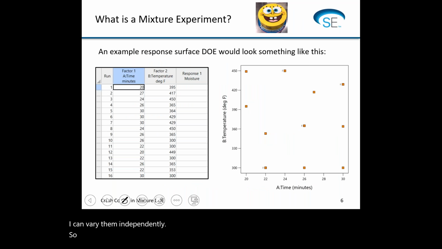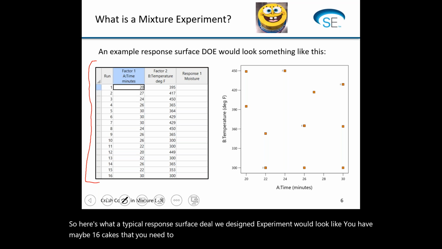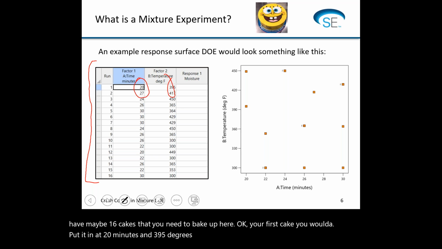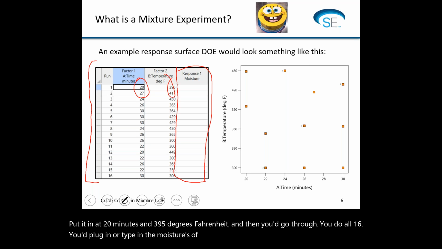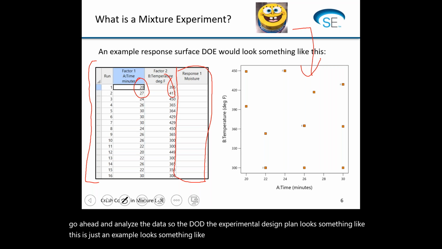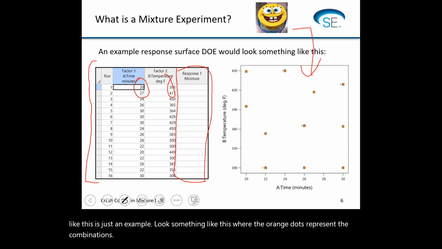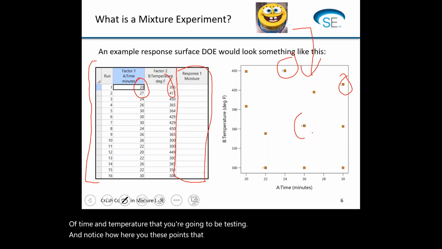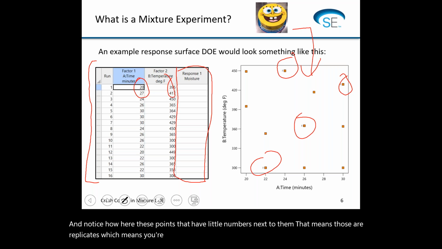So here's what a typical response surface designed experiment would look like. You'd have maybe 16 cakes that you need to bake. Your first cake, you would put it in at 20 minutes and 395 degrees Fahrenheit, and then you'd go through and do all 16. You'd type in the moisture content of each of the 16 cakes, and then go ahead and analyze the data. So the experimental design plan looks something like this, just as an example, where the orange dots represent the combinations of time and temperature that you're going to be testing. And notice these points that have little numbers next to them are replicates, which means you're going to do those more than once. Okay, easy enough.